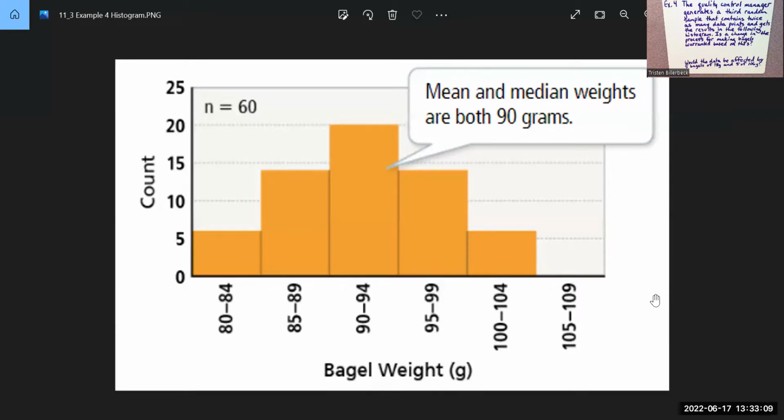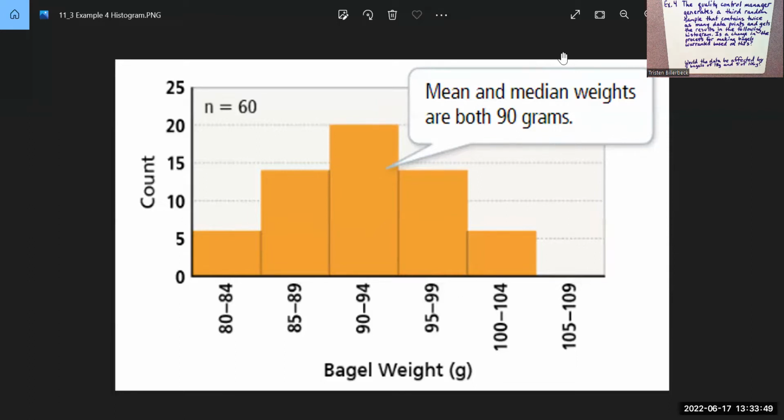All right, so if we added 5 bagels here that are 78 grams, and 5 bagels here at 106 grams, would it affect the mean and the median weights? Well, since they're both balanced at 5 here and 5 here, it would not affect the mean and median weights. It would create a larger range of data spread and variance to the data, but the mean and median are the same, so we'd have very symmetric data still.